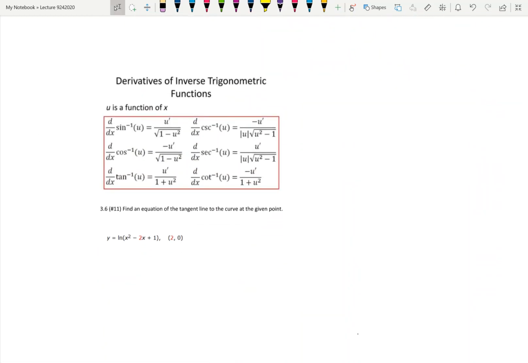There are a few more formulas for inverse trigonometric functions. You need to remember some formulas. This one, also this one is very important.